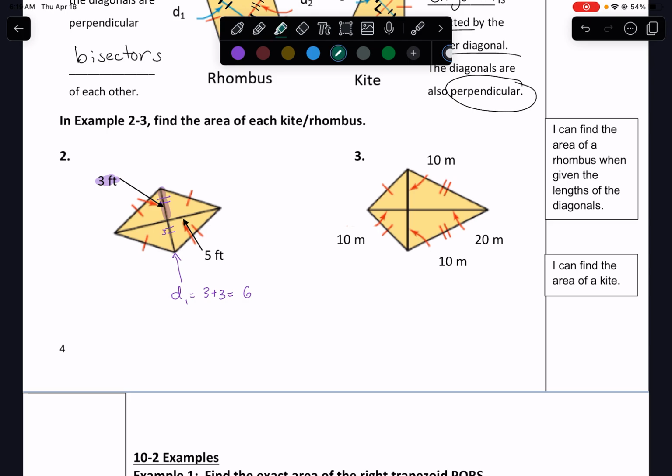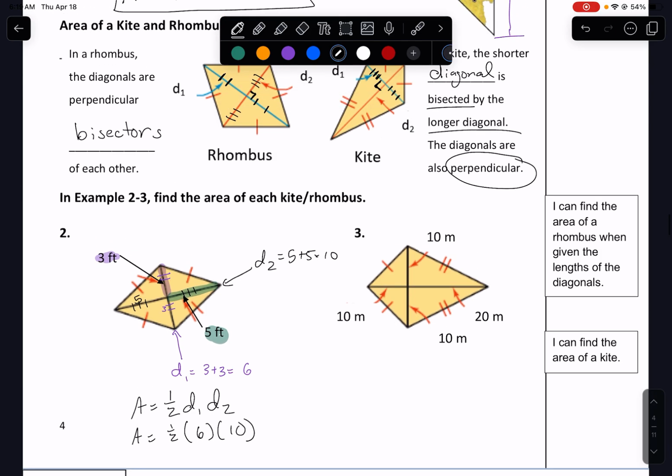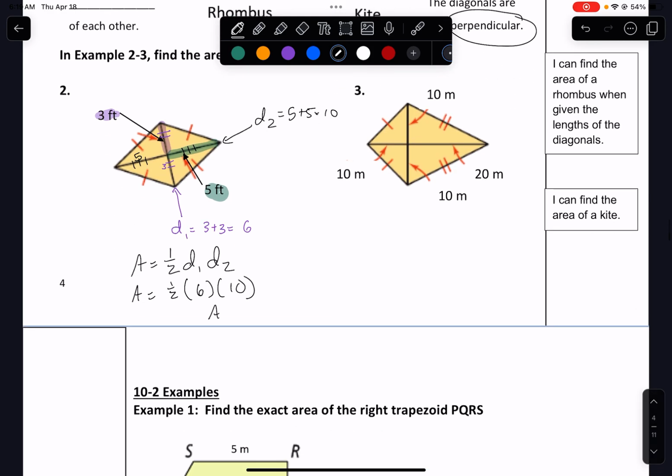We are then also told that this section is 5 feet. And so we know that diagonal is bisected, so this is also 5 feet. Making this diagonal, since I called the other one D1, I'll call this D2, 5 plus 5, which is 10. So then our area is 1/2 diagonal 1 times diagonal 2. So 1/2 of 6 times 10. And so our area for number 2 would be 60, half of 60 is 30. So 30 feet squared.